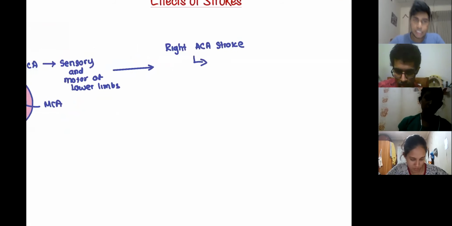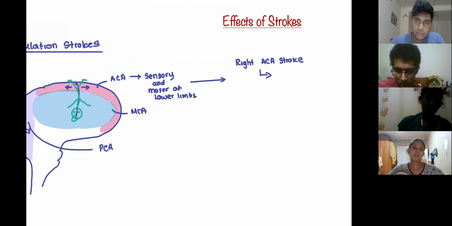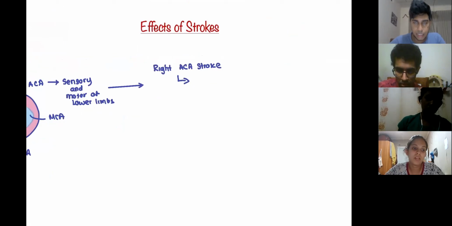can someone tell me which lower limbs will be affected? Is it the right side or the left side? Left side. Think again. Actually, it's the left side. I still didn't come to the ipsilateral part.